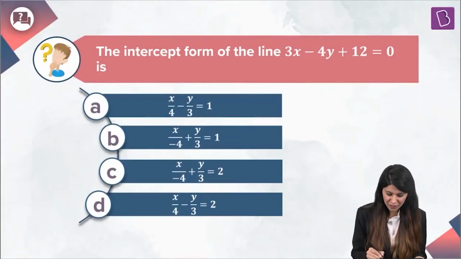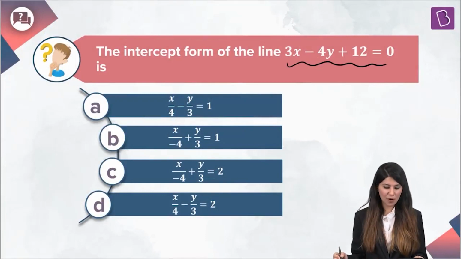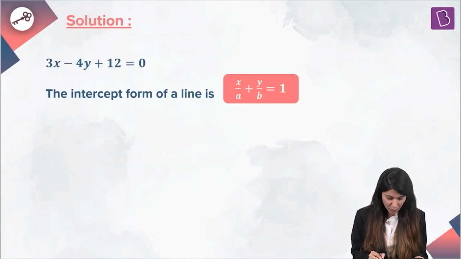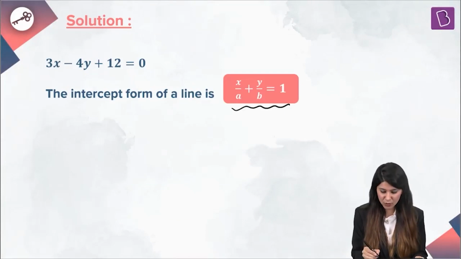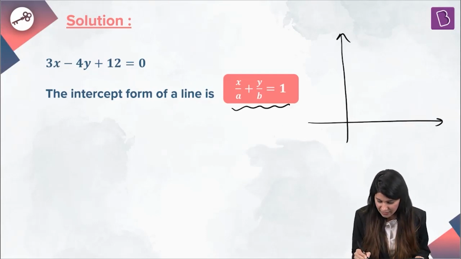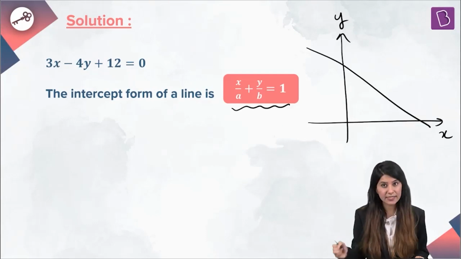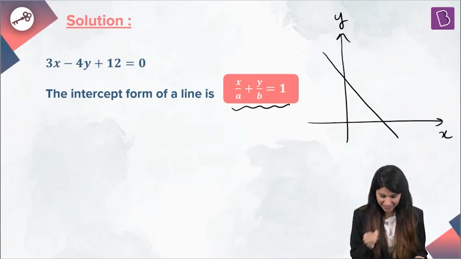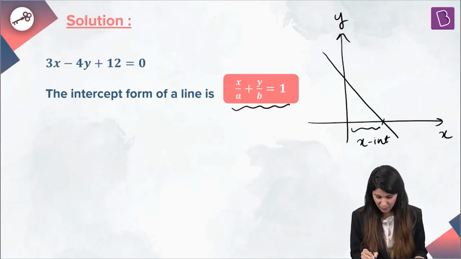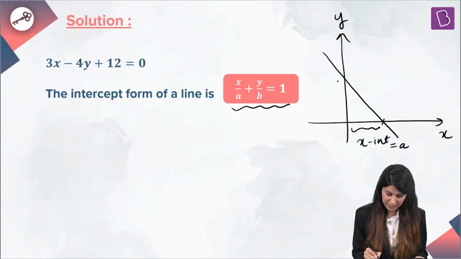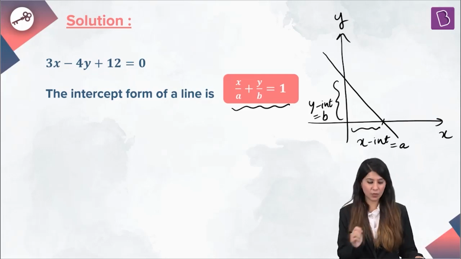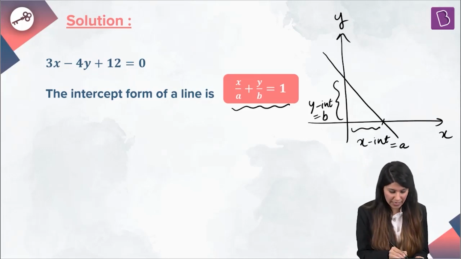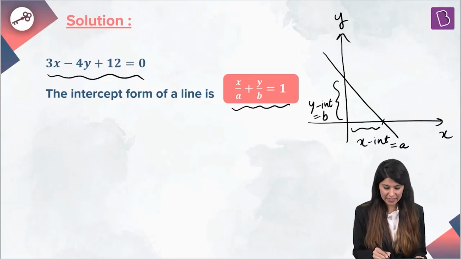In this question, we need to figure out the intercept form of this particular line. And we already know what is the intercept form of any line: x by a plus y by b equals 1. Where if this is the x-axis, this is the y-axis, and this is the straight line, then this would be what? The x-intercept, which is equal to a. This would be the y-intercept, which is equal to b, with sign, okay? So we just need to write the equation of this line in this particular form.